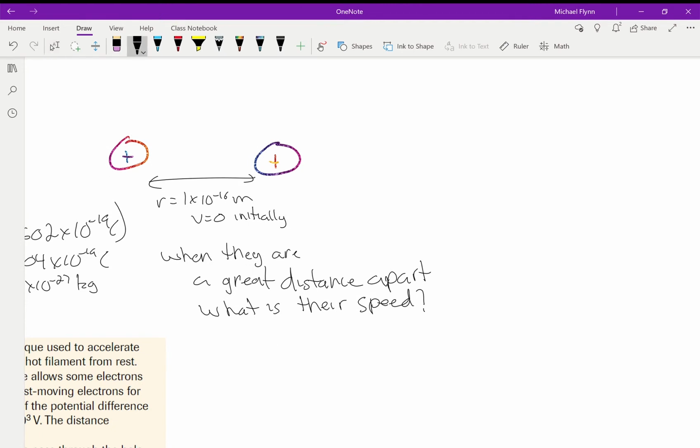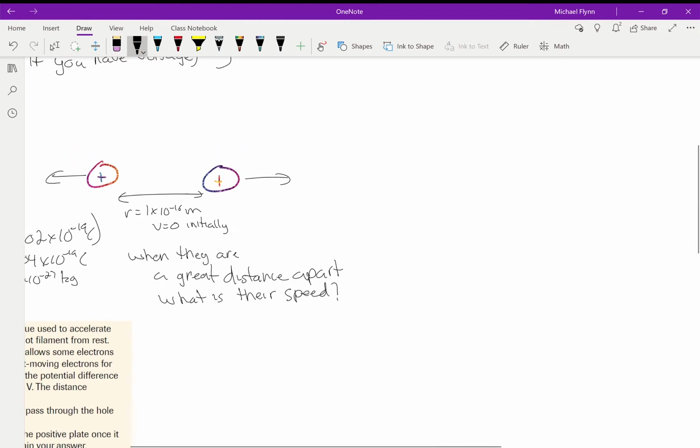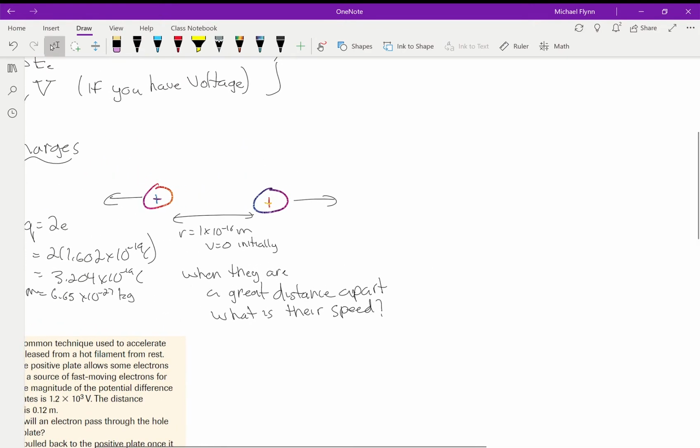So what's going to happen is they start from rest, but this one's going to go that way, that one's going to go this way. Once they get really far apart, like several meters apart, let's just say, which is a great distance for these tiny little guys, then how fast would they be moving ultimately? Okay, so what is the ejection speed of these alpha particles?